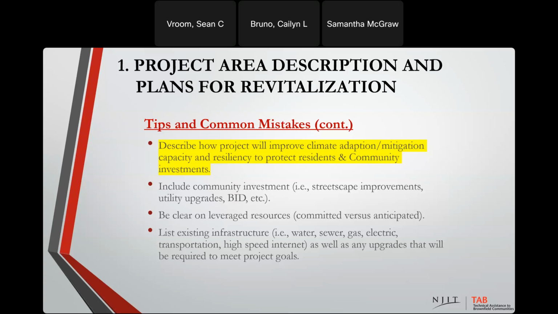You also want to list existing infrastructure for your site. So is there water, sewer, gas, and electric service to the site? Is there a good transportation network that serves the site? Is there high-speed internet in the area? All this is extremely important, so that you understand what's there and can talk about what upgrades you're going to need or will be required to meet your project goals.